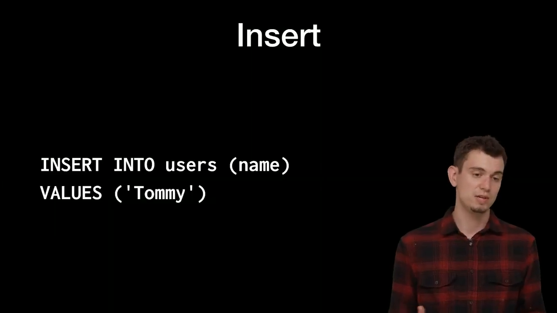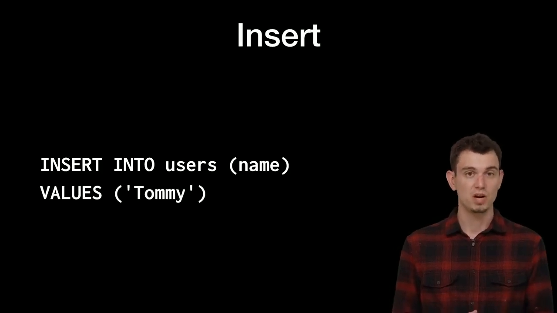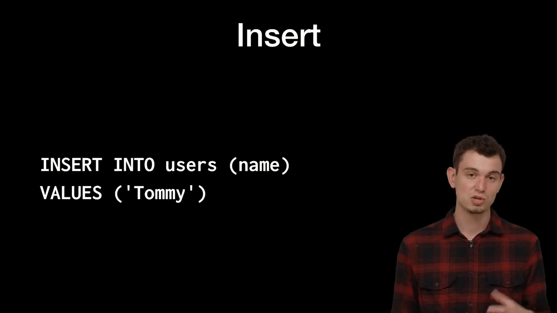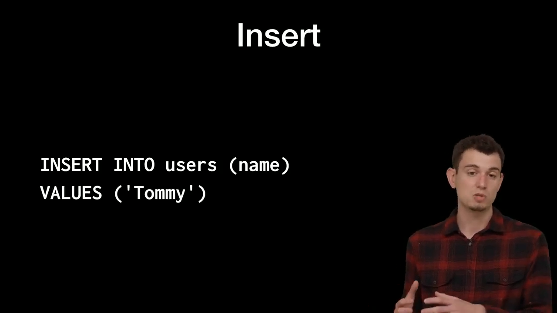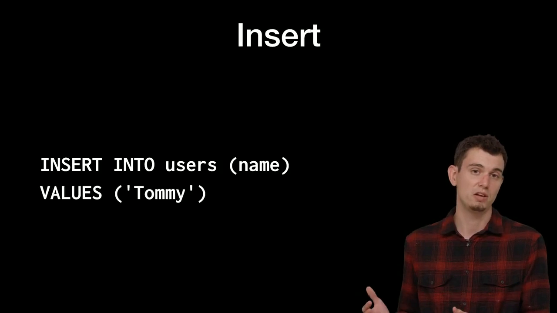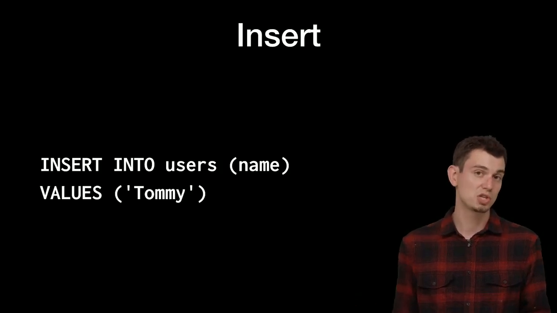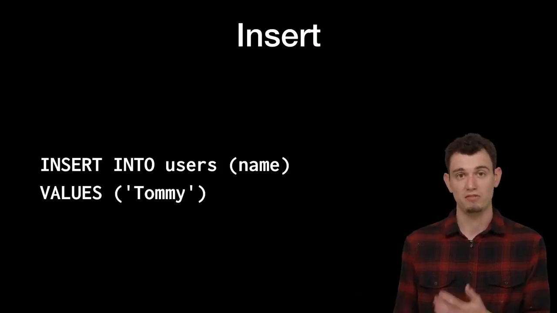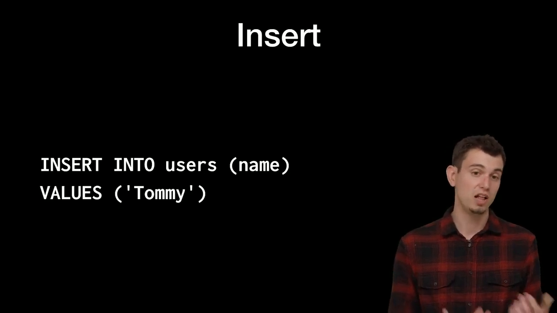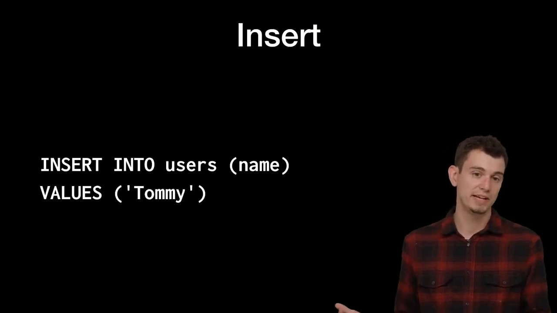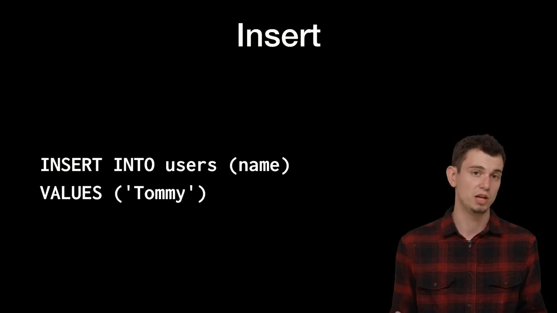After you've created a table, you might want to run an insert query. Insert, as its name suggests, is going to add rows to a database table. To write an insert query, we're going to say insert into, followed by the name of our table, which is users, and then in parentheses, the names of the columns that you want to specify values for. So in this table, we just had one column called name, so we'll have that. Then we have the word values, and then again, a comma-separated list of all of the values that we'd like to insert. So here we're inserting a single value of Tommy.